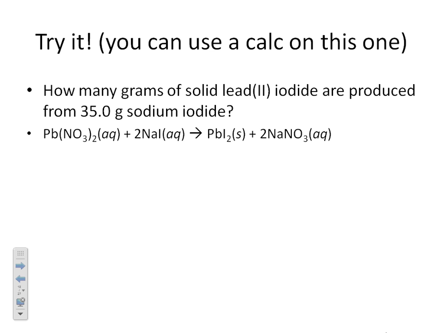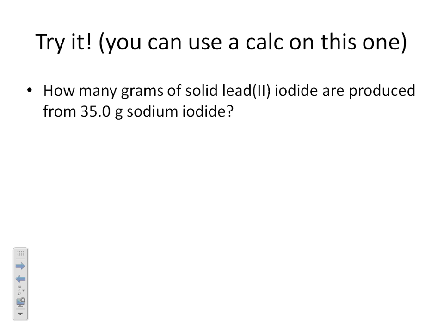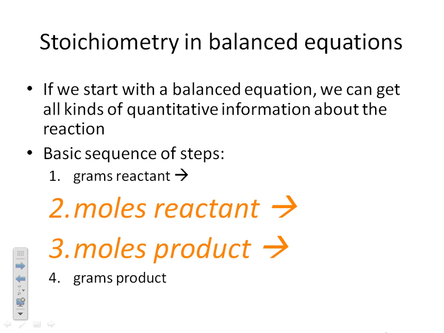The problem that I have up here is from the sample problems from lecture. Chapter 3, it is question number 5. So if you have this problem already written out for you, it states: how many grams of solid lead 2 iodide are produced from 35.0 grams of sodium iodide. So it's question 5 from the sample problems in lecture, and I am just going back one slide in my notes to remind you of how we do this sort of stoichiometry problem.